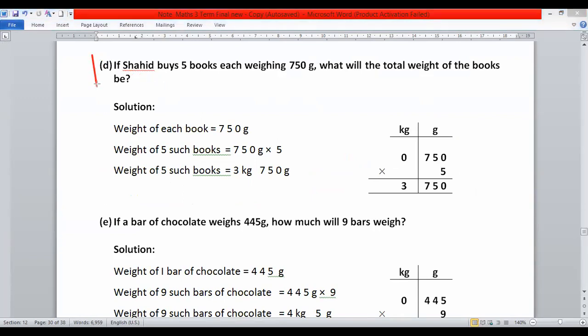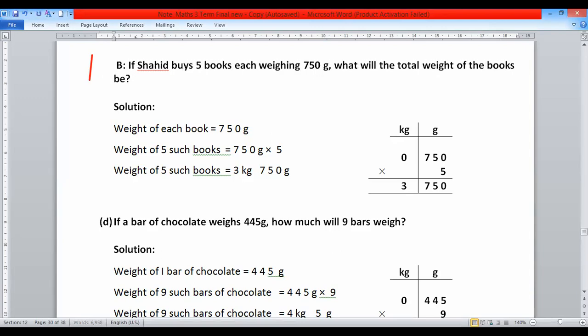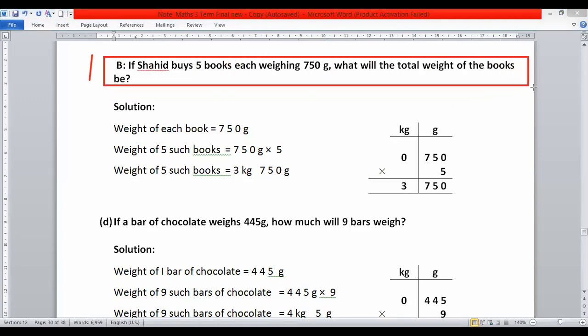Here the statement of B is this, part B. If Shahid buys 5 books, each weighing 750 gram, what will the total weight of the books be? Mean here the weight of one book, weight of each book, is equal to 750 gram.